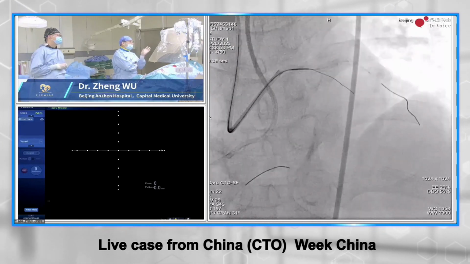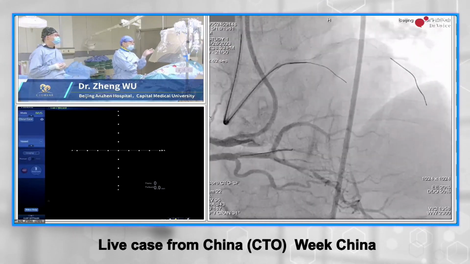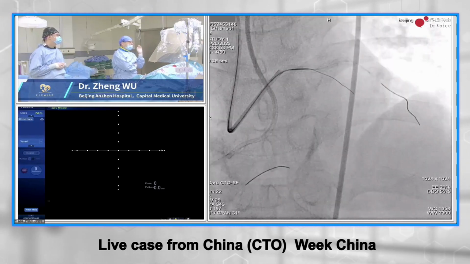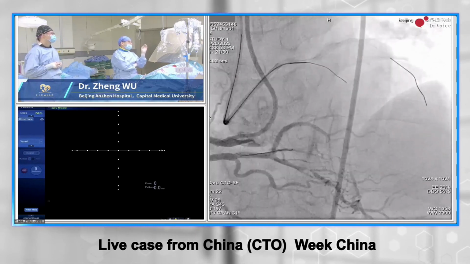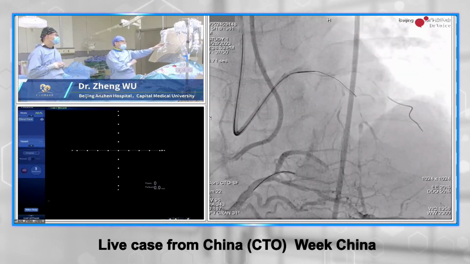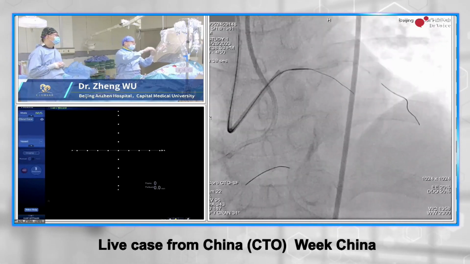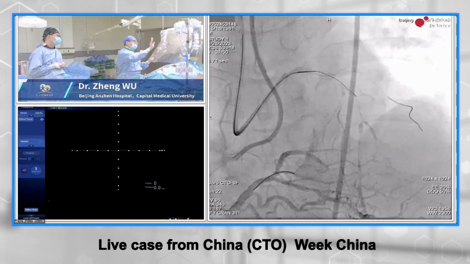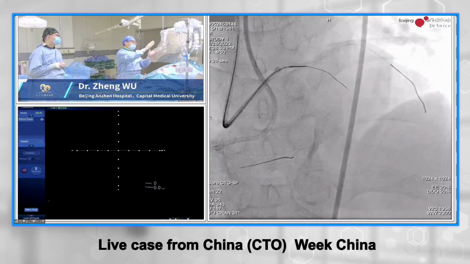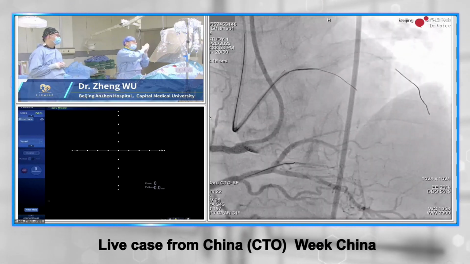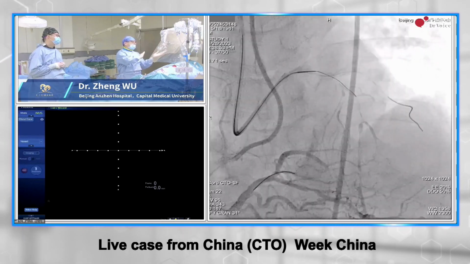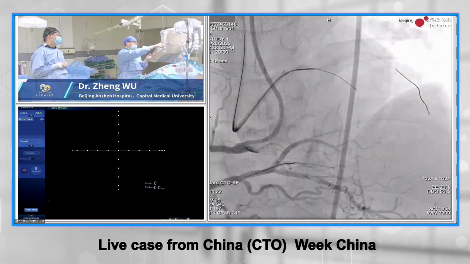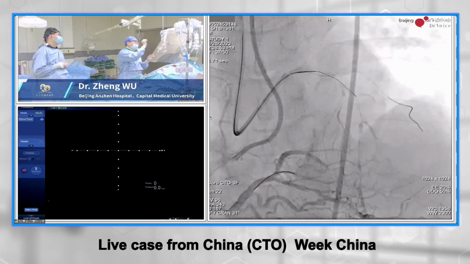From this wheel, from the cranial view, we find something that makes me uncomfortable. In the C2 segment, just in the middle segment of the CTO, from the right side, from the distal channel, we can see some gap between the retrograde and the antegrade wire. You can see that it's a small gap.